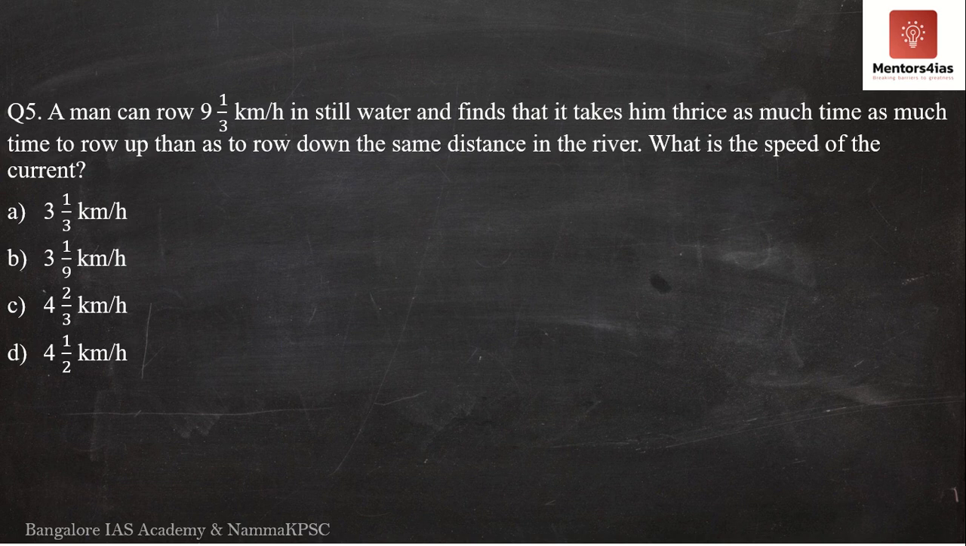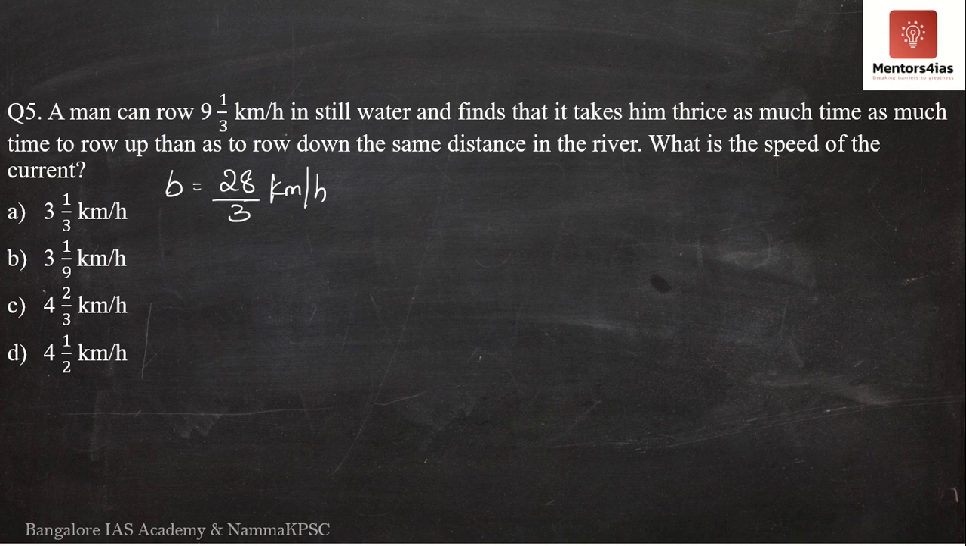Now, question number 5 says, a man can row 9 1 by 3 kilometers in still water. 9 1 by 3 is nothing but 9 times 3 is 27, 27 plus 1 is 28. So the speed of the boat is 28 by 3 kilometers per hour in still water. And the man finds that it takes him thrice as much time to row up than to row down the same distance in the river.